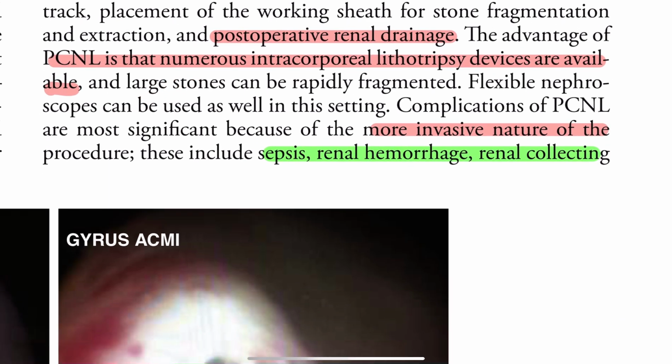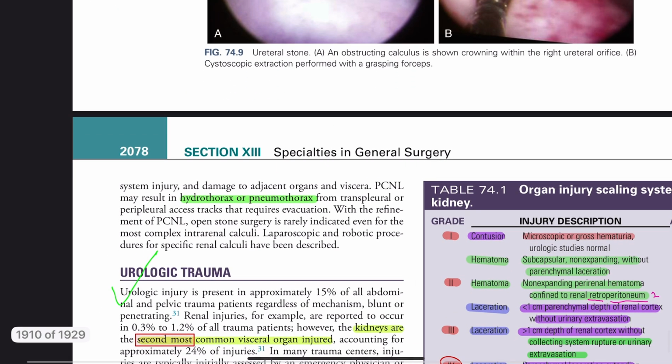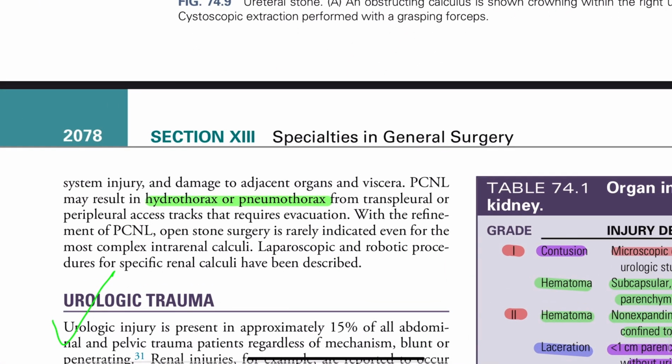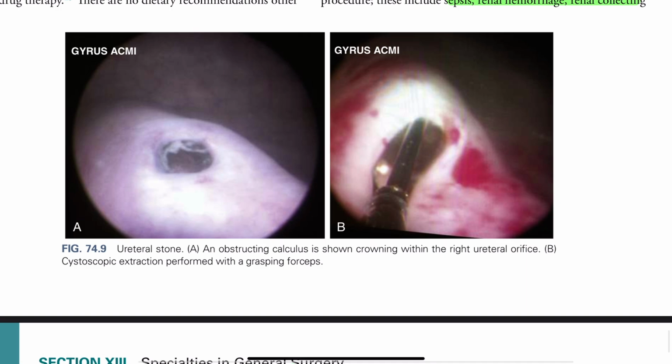It is more invasive in nature, so there may be sepsis, renal hemorrhage, and renal collecting system injury. The complications may be hydrothorax and pneumothorax. And this is the picture of a ureteral stone. You may get a picture-based question. So, ureteral stone.